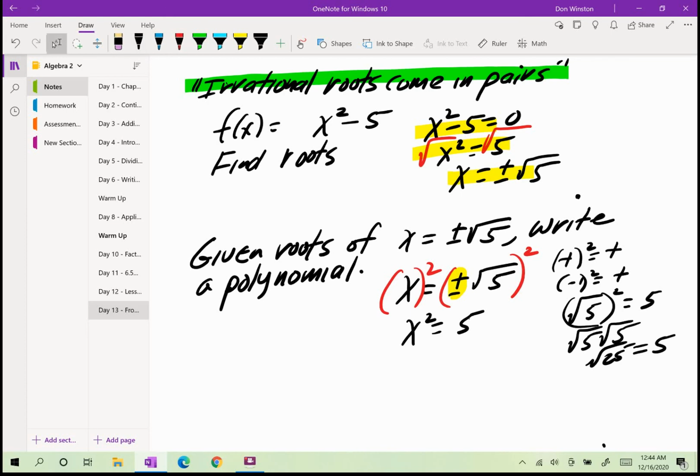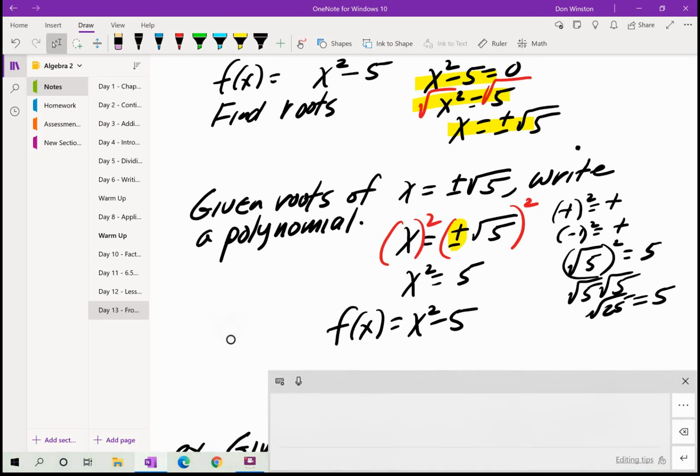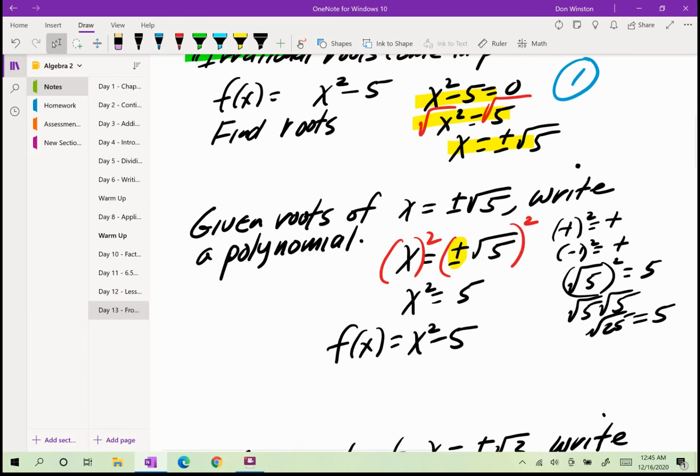Okay, so then to write my polynomial, all I do is subtract the 5. So f of x is equal to x squared minus 5. So notice here again, all I did was really reverse the process. Okay. Given x squared minus 5, I found the zeros to be plus or minus root 5 by taking the square root. But given roots of plus or minus root 5, I just reverse the process. I square, and then I subtract. In number 1, I added 5, and in this one here, number 2, I actually subtracted 5. I'm just reversing the process.